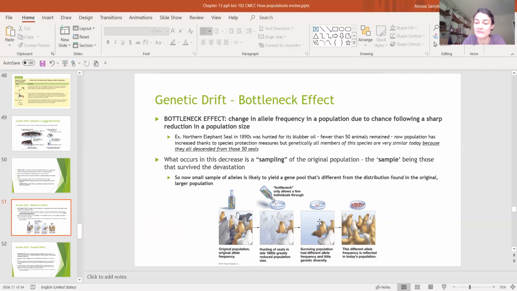Even though afterwards they started trying to protect the species because it was about to go extinct, the species only had a few alleles to shuffle and juggle around when they mated. So we no longer have those black and gray alleles that were part of the elephant seal. Because we have a small sample of alleles here, it is likely to produce a gene pool that's different from the distribution found in the original larger population. That's what the genetic drift bottleneck effect is.